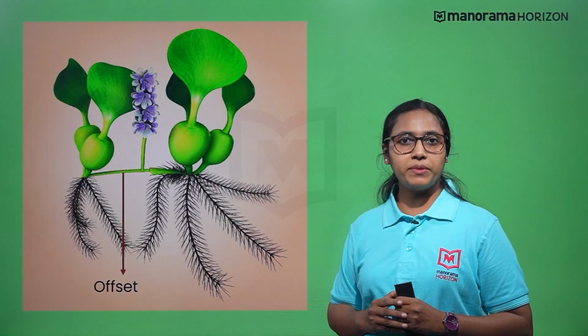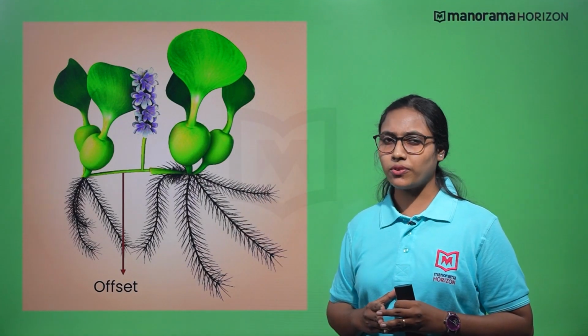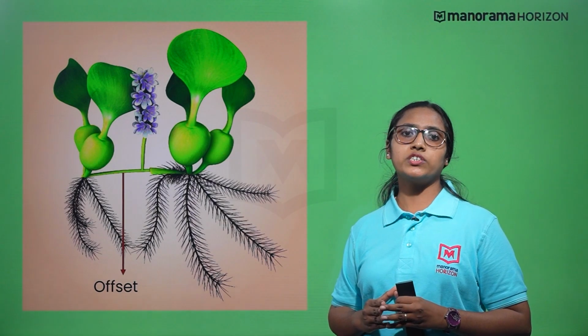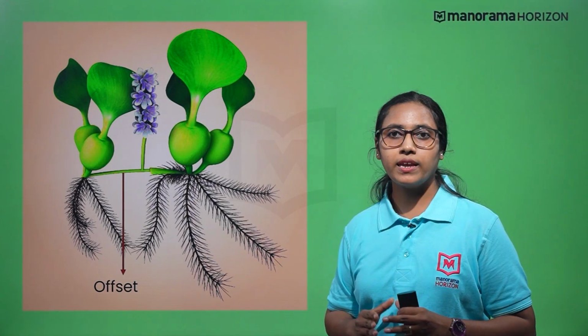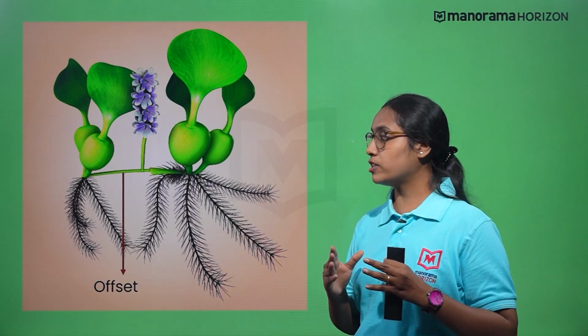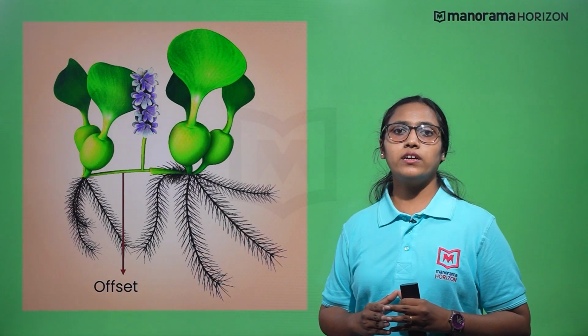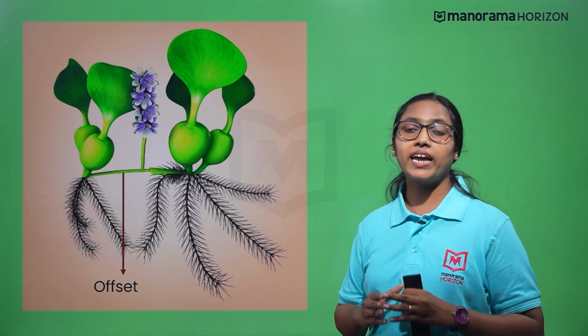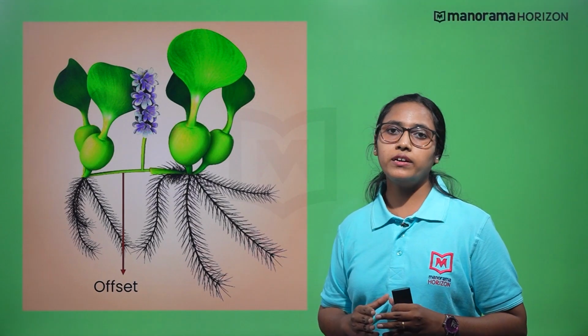Did you notice this image? Is it similar to runners? These structures are called offsets. They are similar to runners but are short and thick. They are found in aquatic plants like Pistia, Eichhornia, etc. In plants like mint and jasmine, a short and weak aerial branch arises from the main axis called stolon, and after growing, it bends and touches the ground, forming roots.